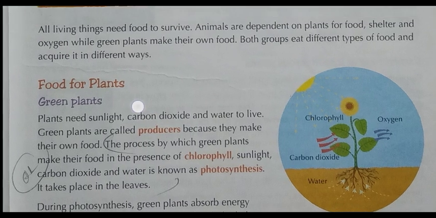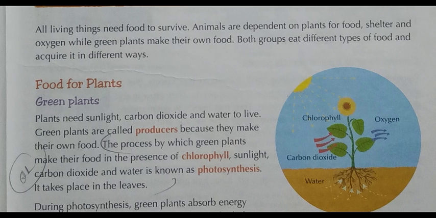As you can see in the next paragraph, it is written: all living things need food to survive. Animals are dependent on plants for food, shelter, and oxygen, while green plants make their own food. Both groups eat different types of food and acquire it in different ways. As I have already explained, animals such as we are also dependent on plants and animals for food, and we are consumers, as I already told you, and plants are producers.